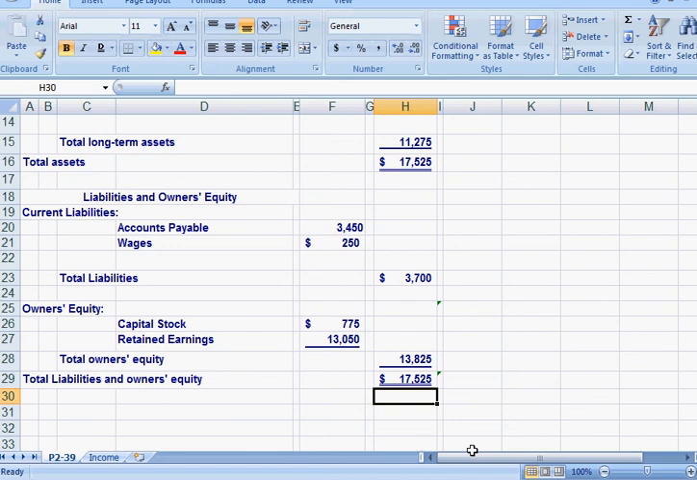So then we would add our total liabilities and owner's equity, which is $17,525. So what we're looking for again, if you remember, if we look at our accounting equation, assets equal liabilities plus owner's equity, we have assets of $17,525. We have total liabilities and owner's equity of $17,525. Therefore, we know that we did the problem right.